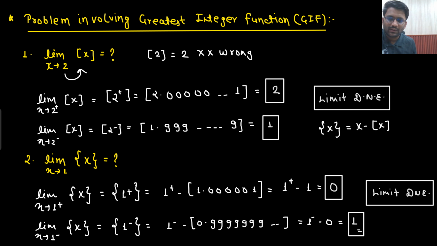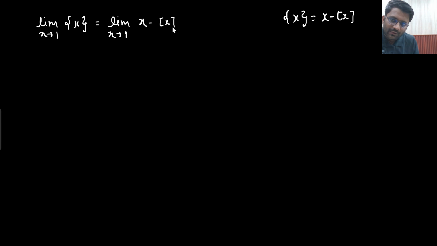What would be that method? What do we need to find out? We need to find out this value, no? This we need to find out. Now we know that the fractional part of x can be written as x minus greatest integer function of x. So can I write it down in this manner? Limit x tending to 1, x minus greatest integer function of x.